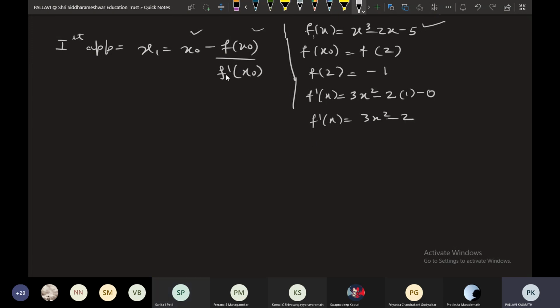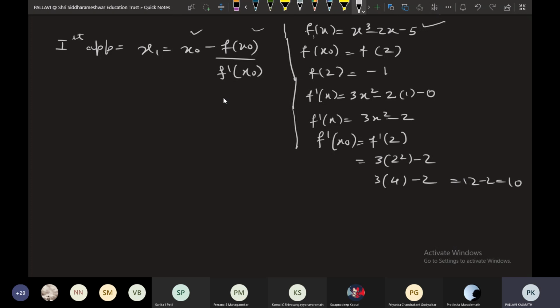Then what is the meaning of f dash of x naught? We should find the value of f dash at the point x naught. So it is nothing but the derivative of the function and its value at the point x equals 2. So this will be 3 into 2 square minus 2. So 3 into 4 minus 2, which will be how much? 10. Yes, ma'am.